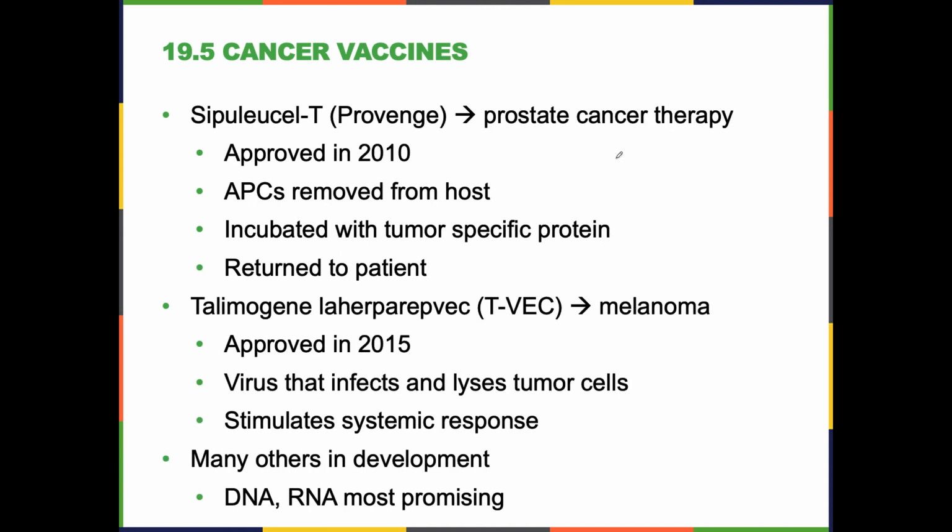One is sipuleucel, or Provenge. It's a prostate cancer therapy. And the reason that this works is because 95% of prostate cancers have this, I forget the name of it, prostate-specific protein. All right, so this is a tumor-specific protein.